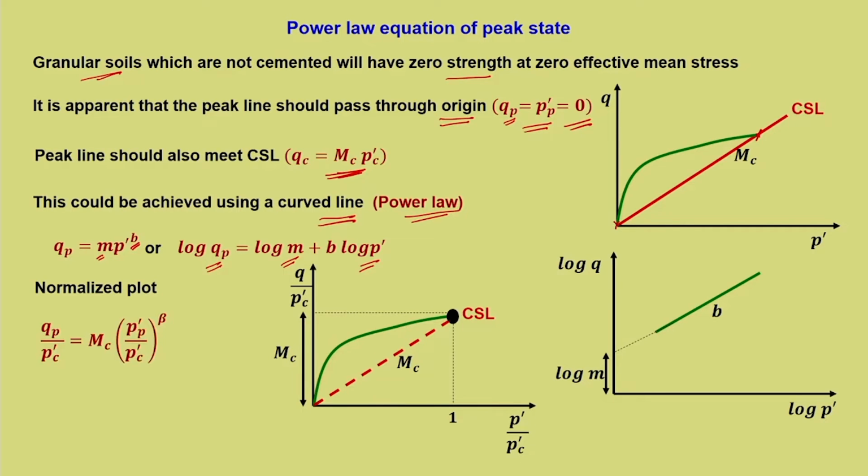So, we can write the equation for this curve as Qp/p'c = Mc (p/p'c)^beta. So, this is the same equation altered in the normalized plot, where Mc and beta are soil parameters and depend only on the soil type.